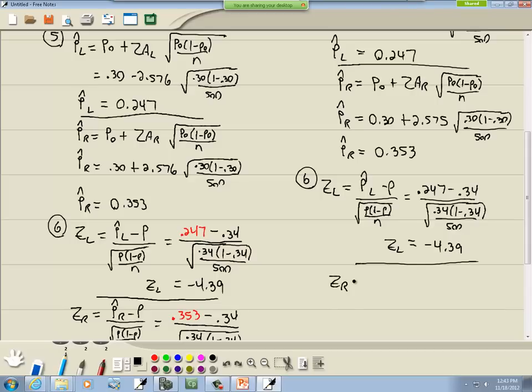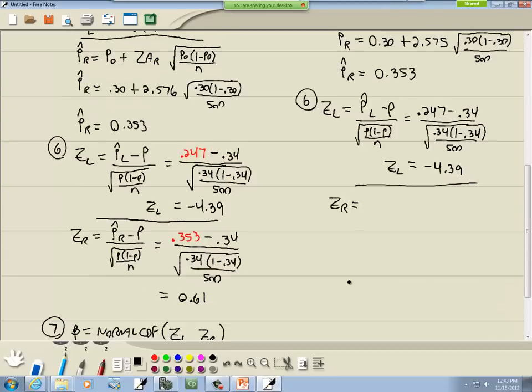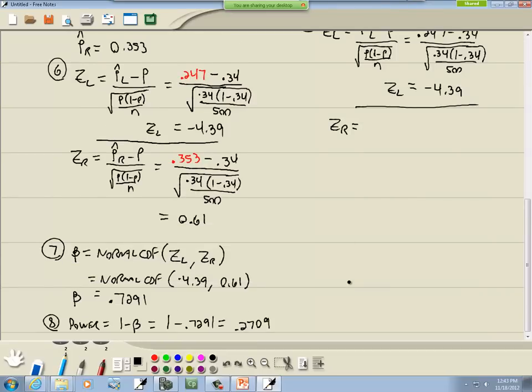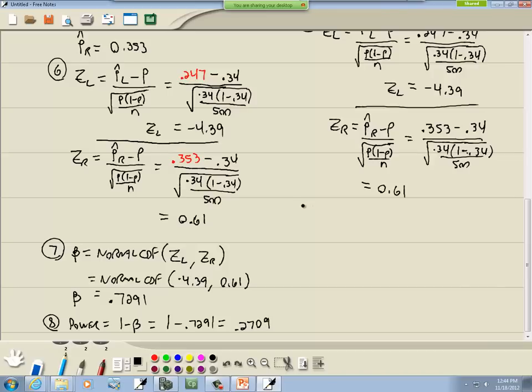Okay, and Z sub R. Same as the one on the left side there, but I'll write it down again. It's P hat sub R minus P over square root of P times 1 minus P divided by N. So that's going to be 0.353 minus 0.34 divided by the square root of all this. Which gives us 0.61. Okay.